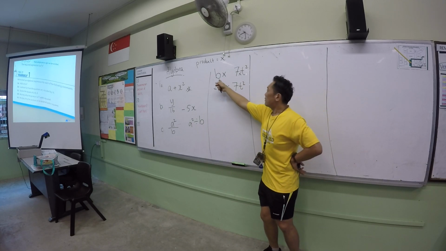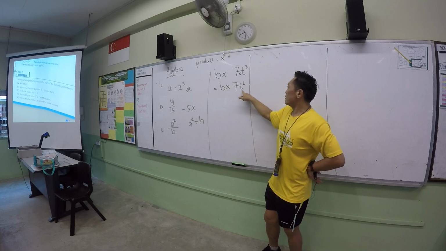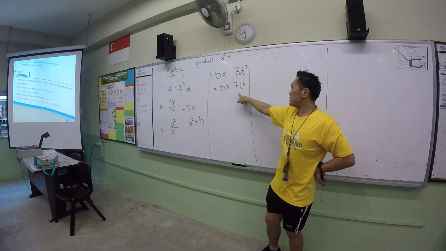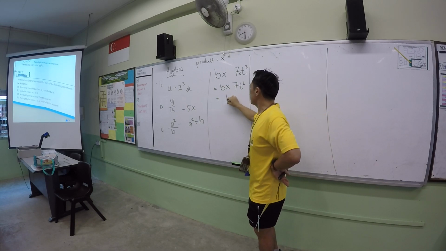Correct? Multiply b by the product of 7 and t squared. When it is times, we can don't write times.